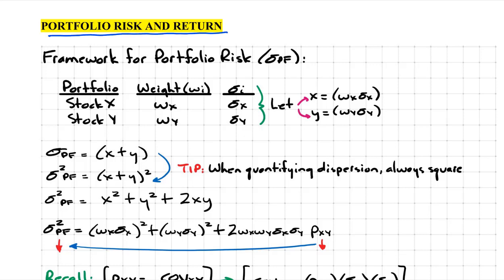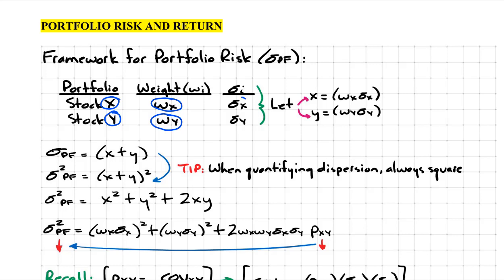Portfolio risk and return. The framework for portfolio risk is as follows. First of all, we need to know what's included in the portfolio. In this case, we have two stocks, X and Y. Then we need to know how exposed the portfolio is to each of these stocks. That would be the weight assigned to each stock.